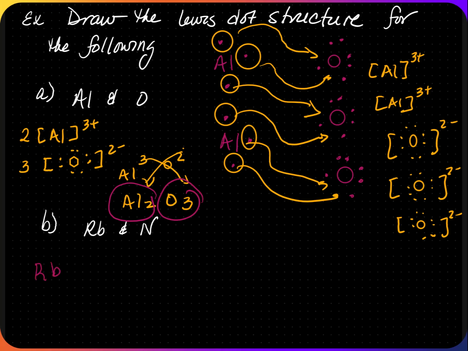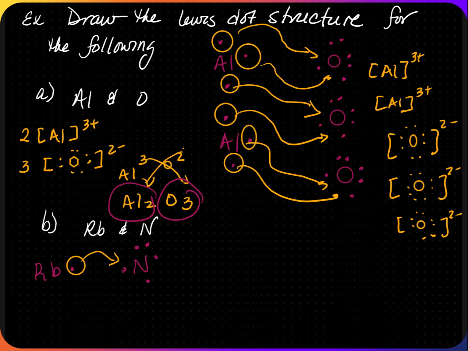Rb has 1 valence electron. Nitrogen has 5, 1, 2, 3, 4, 5. Rb gives away its 1 valence electron to nitrogen, and it's happy because once it gives it away, the next lower energy level has a full octet. However, nitrogen is not happy. It needs 2 more valence electrons to be happy.